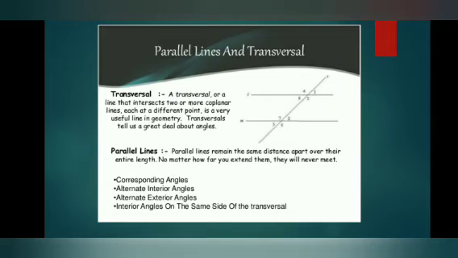Next, parallel lines and transversal. This is the thing which you are going to learn this year. As I told you, parallel lines are the lines which will never meet. What is a transversal? A transversal is a line that intersects two or more coplanar lines, each at a different point, and is a very useful line in geometry. Transversals tell us a great deal about angles. In short, a transversal is a line which will meet the parallel lines at two distinct points, that is, two different points.